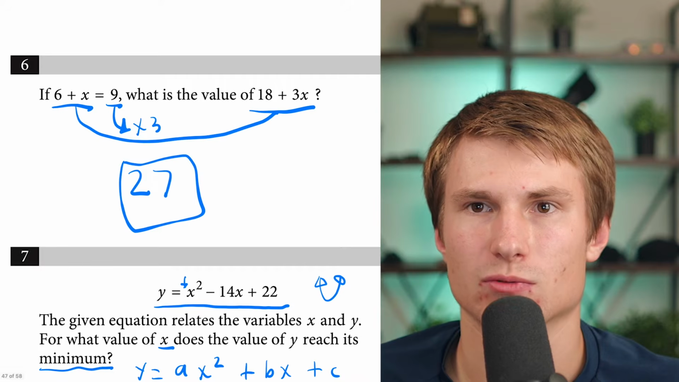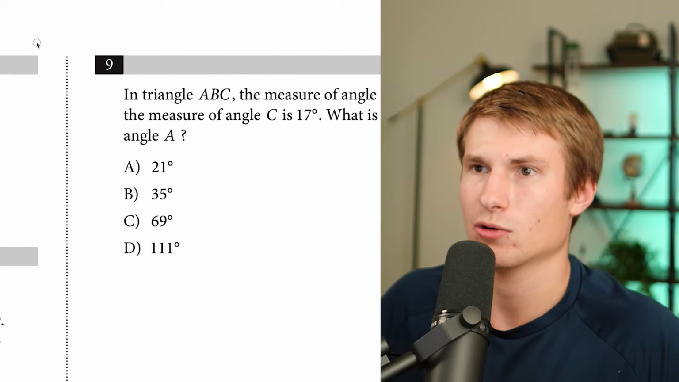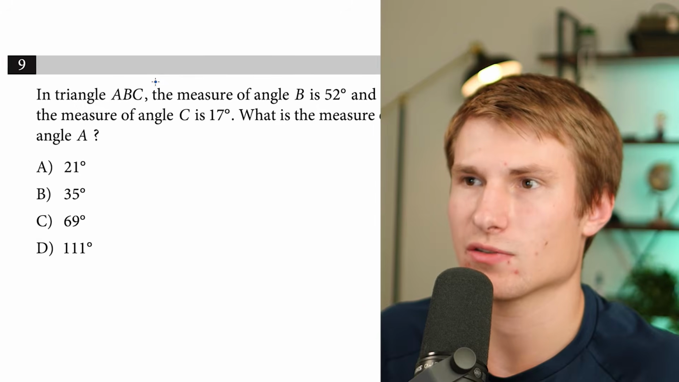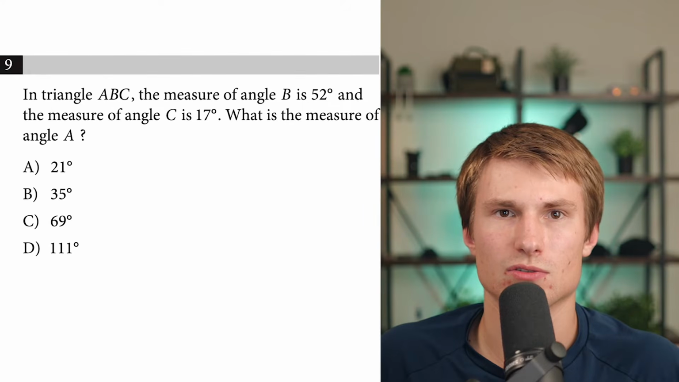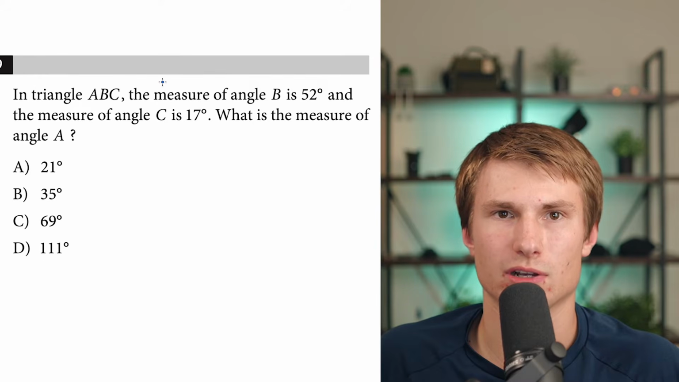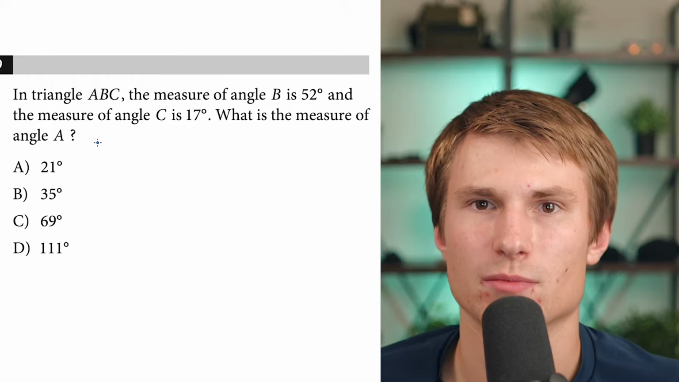Okay, so let me go ahead and switch sides for my screen. All right, question number 9. Triangle ABC, the measure of angle B is 52. Let me go ahead and zoom out a little bit. Okay, triangle ABC, measure of angle B is 52, measure of angle C is 17. What is the measure of angle A?